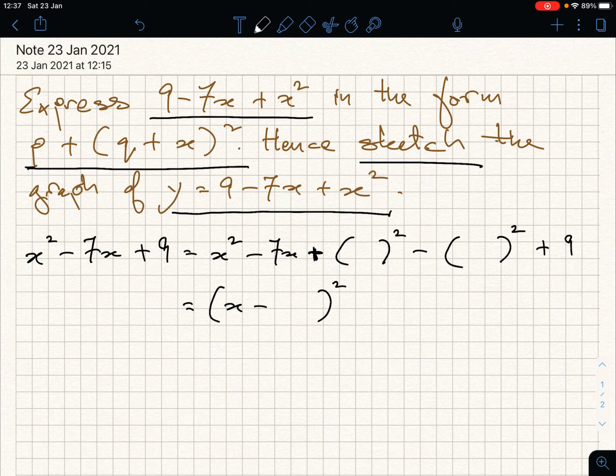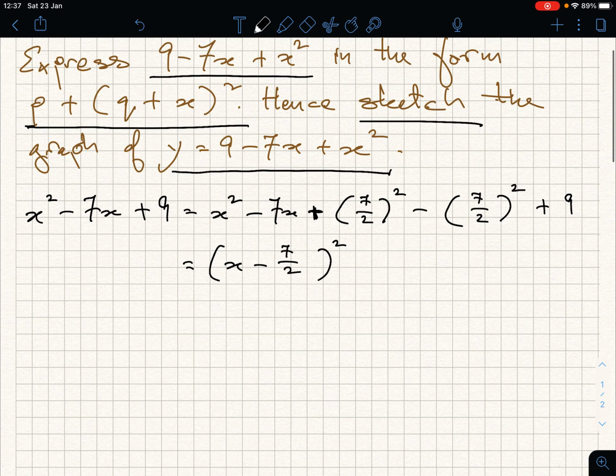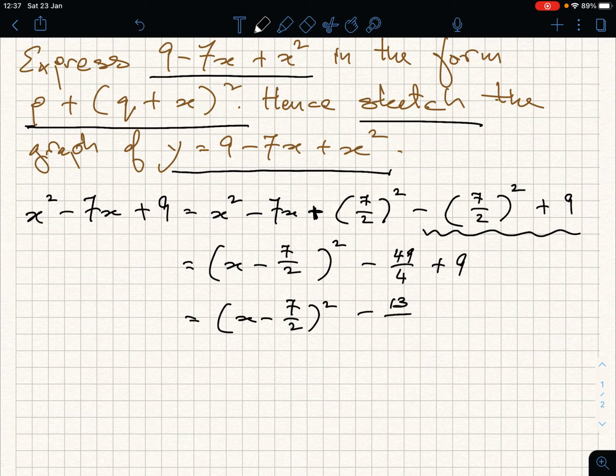So your b is 7 over 2. So it's minus 7 over 2. Then whatever is inside the bracket, negative 7 over 2 bracket squared will be 49 over 4, so minus 49 over 4 plus 9. That will give you x minus 7 over 2 bracket squared, and minus 49 over 4 plus 9 will give you negative 13 over 4.